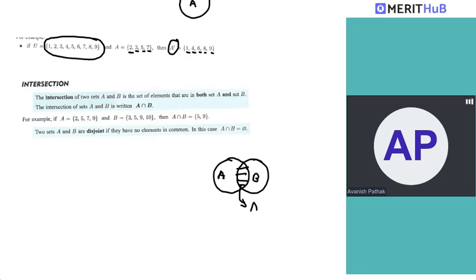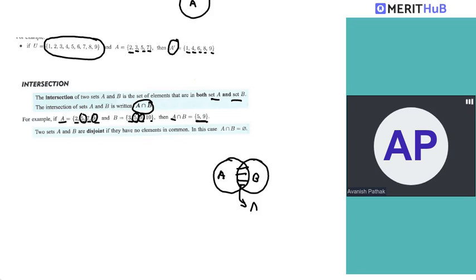The intersection of two sets A and B is the set of elements that are in both set A and set B. The intersection is written as A intersection B. For example, if A has 2, 5, 7, 9, and B has 3, 5, 9, 10, we can see that 5 and 9 are the elements present in both sets, and that's why the intersection is 5, 9.